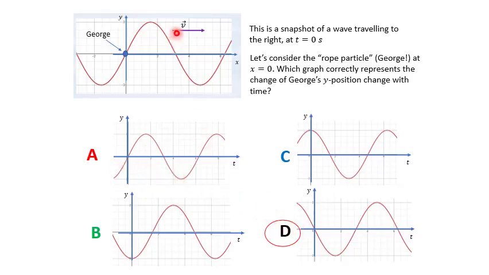But if we're told this wave is moving to the right, that means that this valley over here starts moving past x is equal to 0, where George is. So as time goes on, George is going to start sliding down that valley, which means that as time moves on, George's y position is going to start increasing in the negative direction.